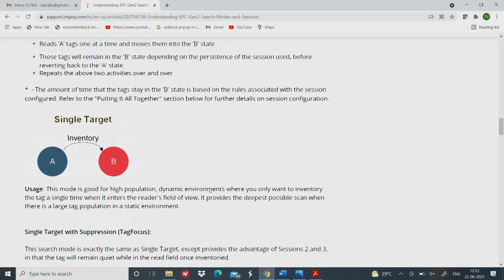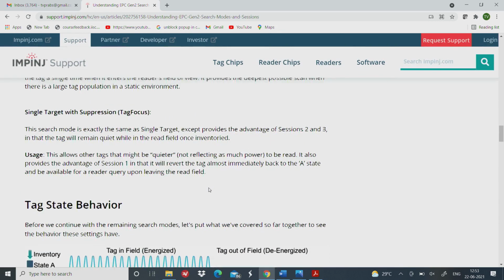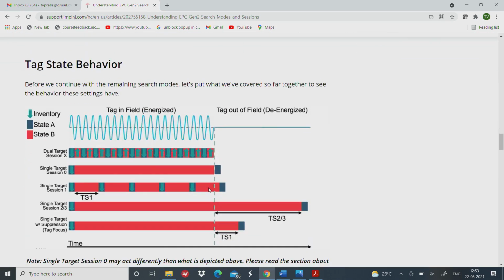I strongly urge you to read this document in even further detail, but before I close I will show you this picture, and this picture will help you to connect several things. Here is the tag in the field which is energized, that means the reader is throwing energy. The CW has been given, the query select has been given, then CW is thrown, query is given. Now tags are ready, they can start responding back.